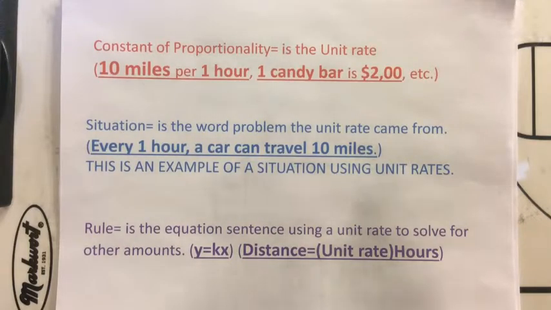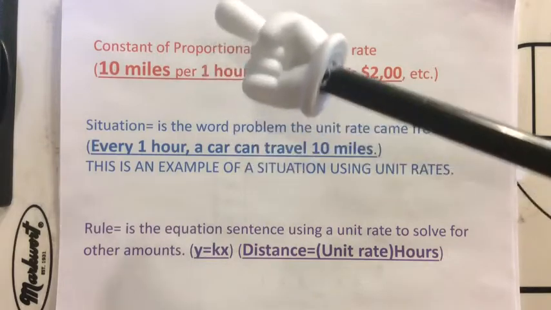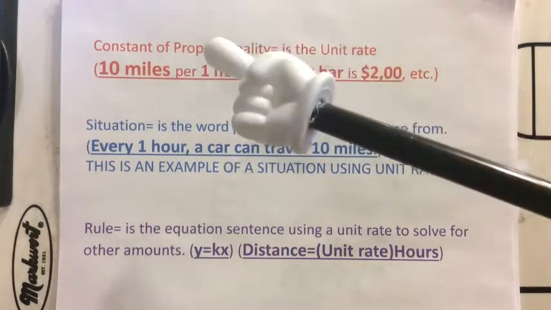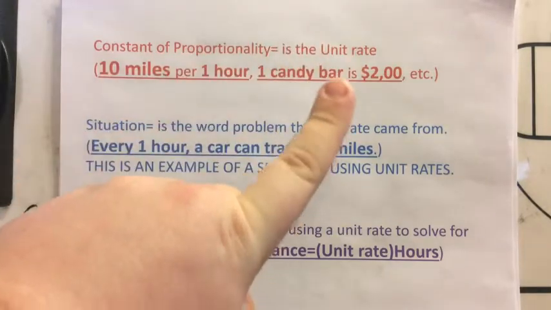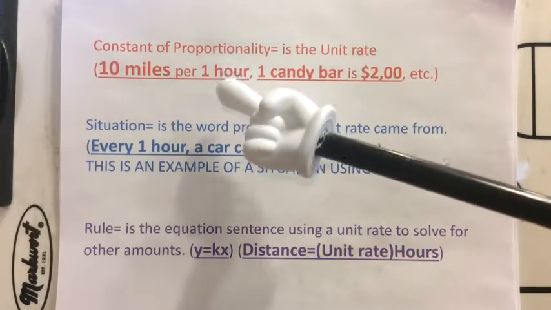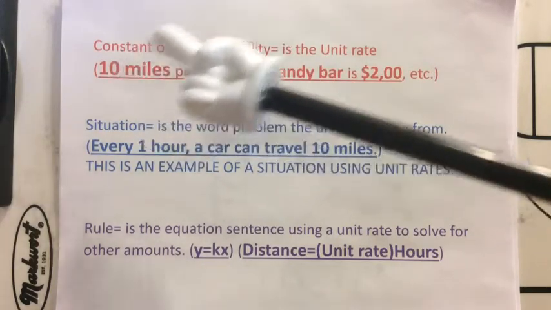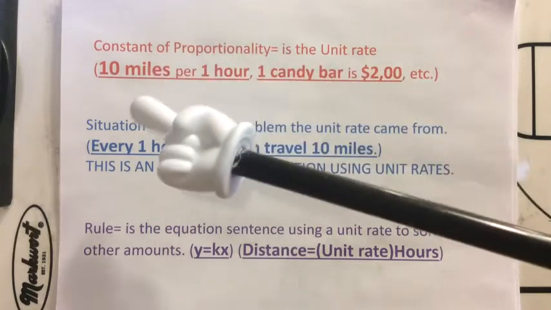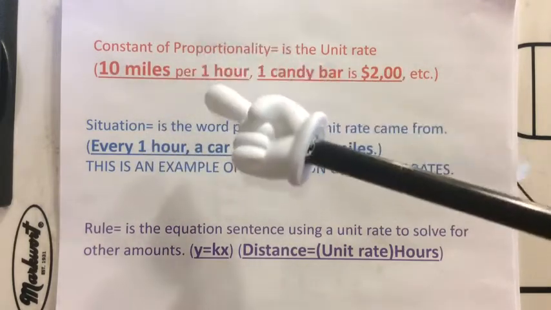The first thing, and the most important, is the constant of proportionality. Now the constant of proportionality is just another way of saying unit rate. Now to review what unit rate is, a unit rate is when rates are expressed as a quantity of 1. So what I have up here, I have a quantity of 1 represented by 1 hour, and its rate is 10 miles. So the unit rate would be 10 miles, since you're comparing 10 miles to a unit of 1.